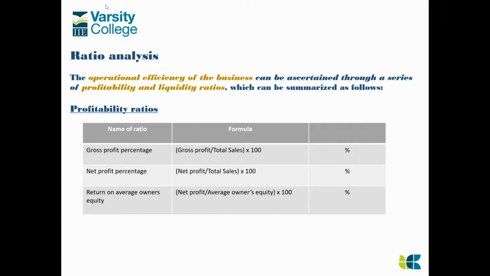Then net profit percentage. How much of our net profit do we get from our total sales? So what portion of our total sales belongs to our net profit? Does it make sense? Okay, as a percentage. Again, you must know: is this thing supposed to be a percentage? Is it supposed to be in days, or is it supposed to be a ratio? Okay. Then return on average owner's equity.